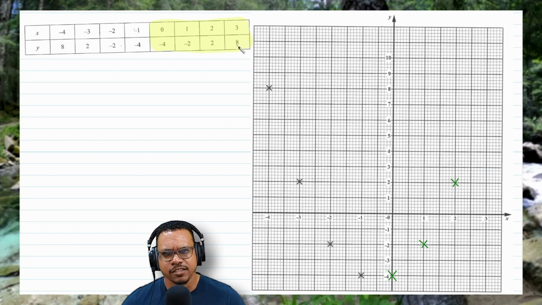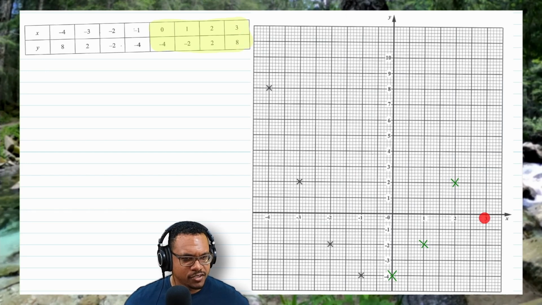Then we have 3 on the x with 8 on the y. So we have 3 on the x here, go all the way up to 8 on the y, which is right here.